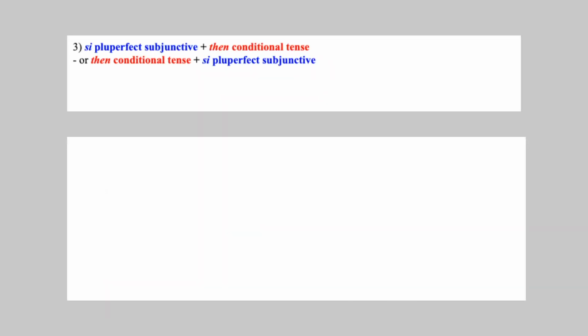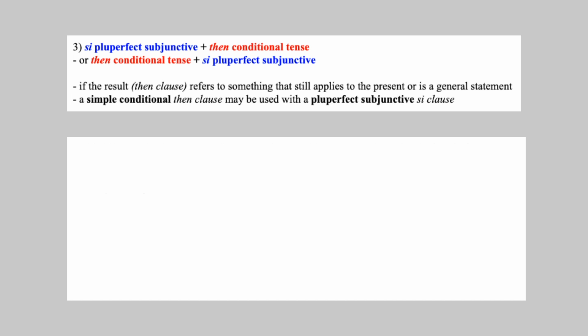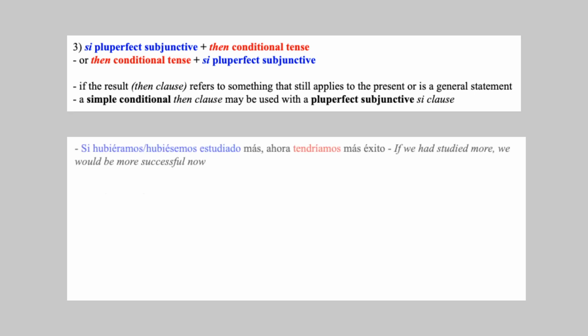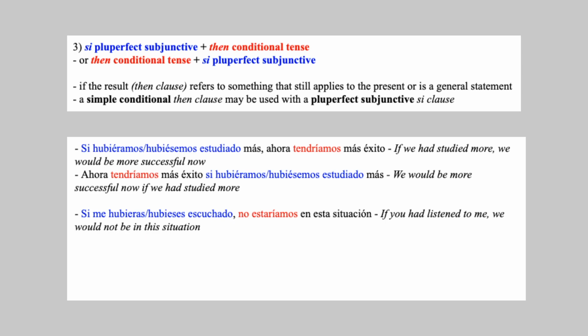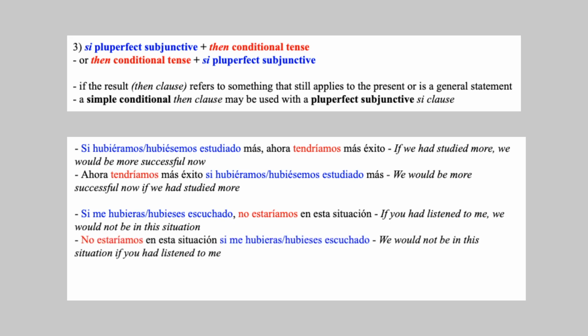And the third construction for the third conditional: a pluperfect subjunctive if clause and a conditional tense then clause, not the conditional perfect which we have already covered. Si hubiéramos estudiado más, ahora tendríamos más éxito. Ahora tendríamos más éxito si hubiéramos estudiado más. Si me hubieras escuchado, no estaríamos en esta situación. No estaríamos en esta situación si me hubieras escuchado.